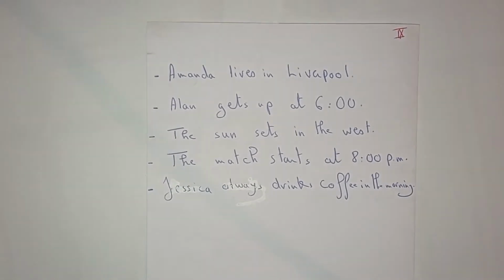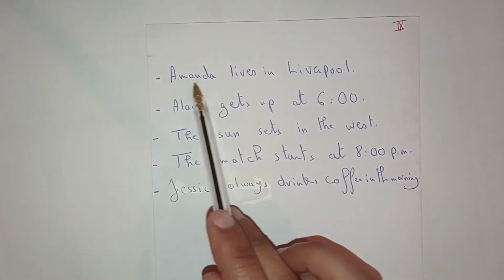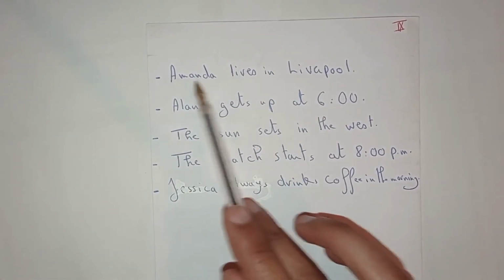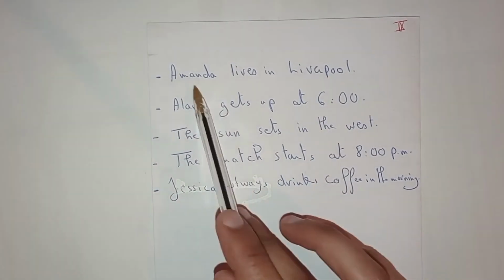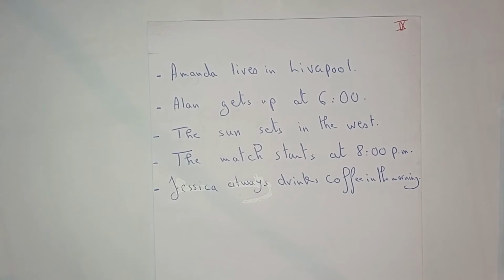We use it to talk about a permanent situation. Here is an example of a permanent situation. Amanda lives in Liverpool. So this is a place where she permanently lives. Okay? So she lives in this place. What is this place? This place is Liverpool.